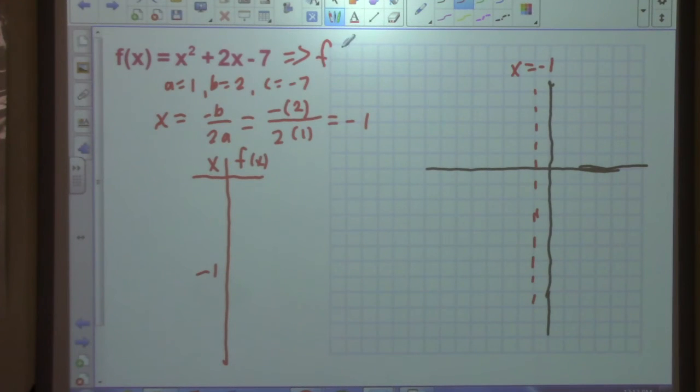So we'll put f of -1 is equal to -1 squared plus 2 times -1 minus 7. And what is this going to be? 1 minus 2 minus 7. What is that going to be? -8. Robert says -8. Do you agree with Robert? Justin says yeah. Well, I agree with Robert. Good job, Robert. So we put -8, and now we have our vertex.